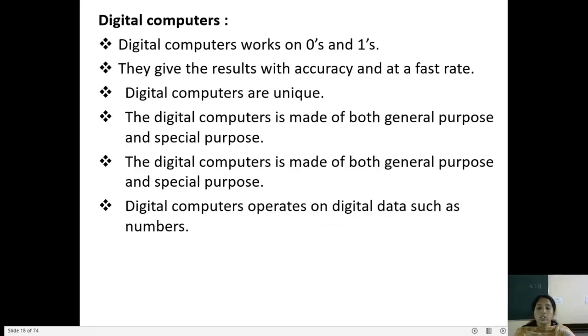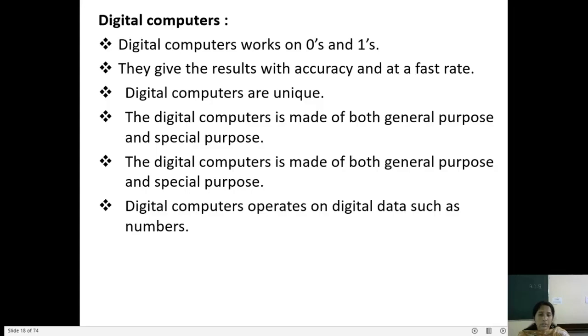When you come to digital computers, these computers are those which work on zero and one, that is binary language. Computers which work on machine level language, we call a digital computer. These computers give accurate results at a very fast rate, and they are classified into general purpose and specific purpose computers. It helps the user to work with numbers.